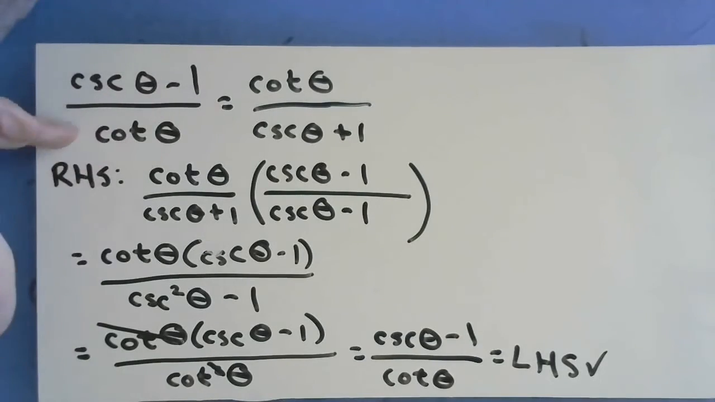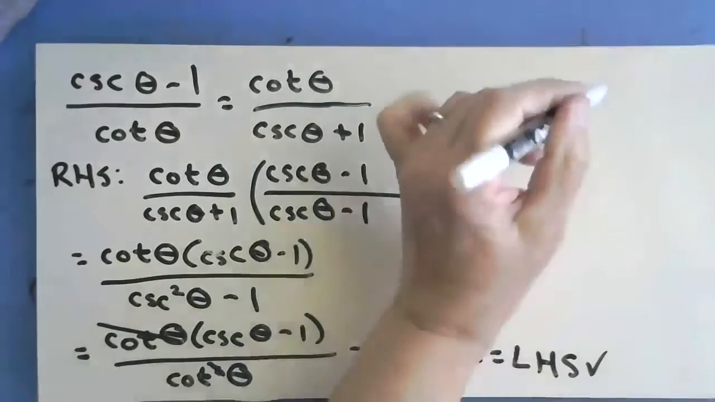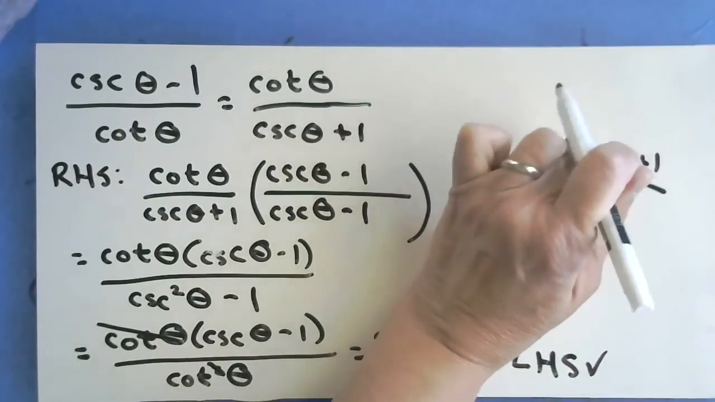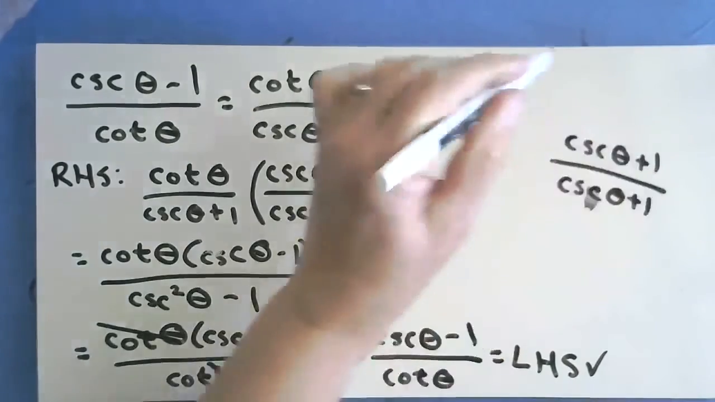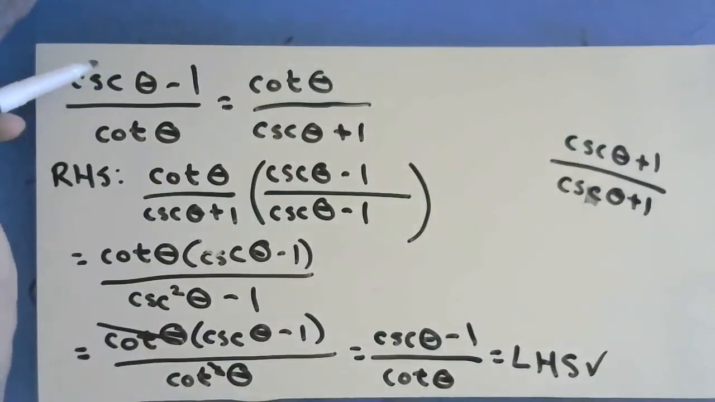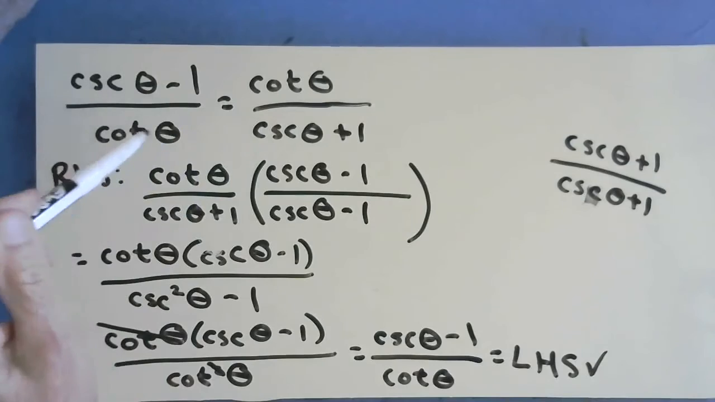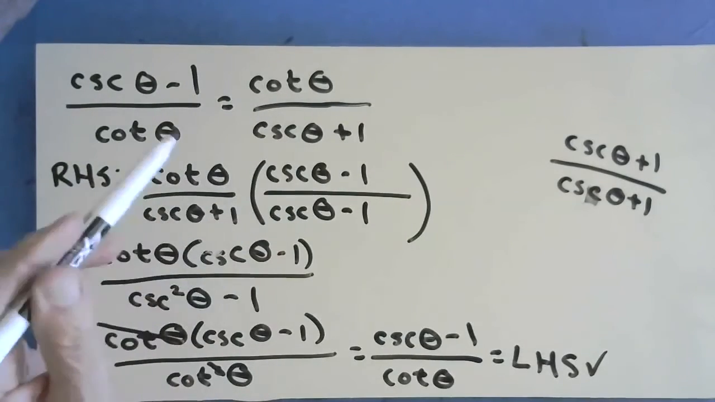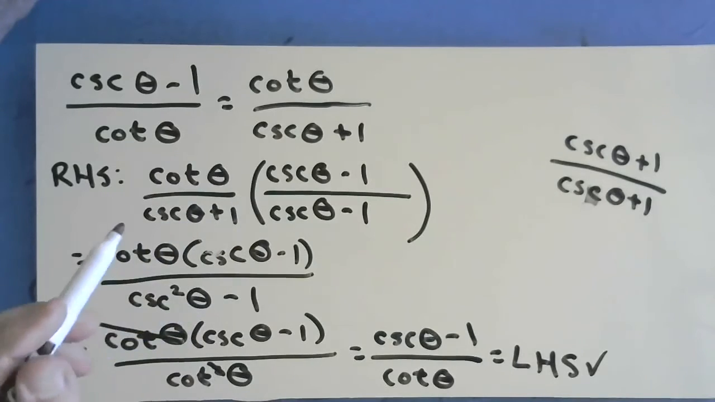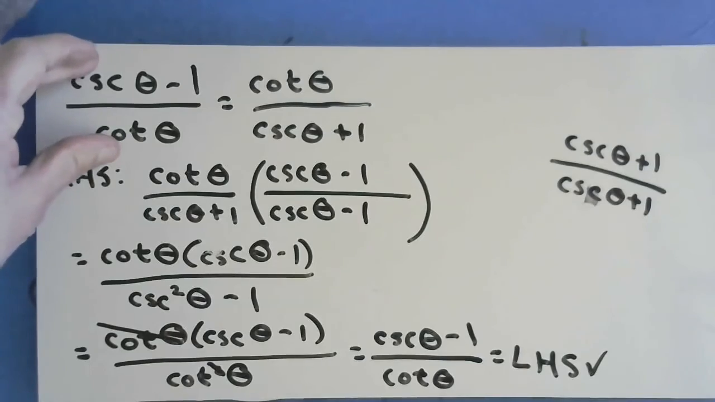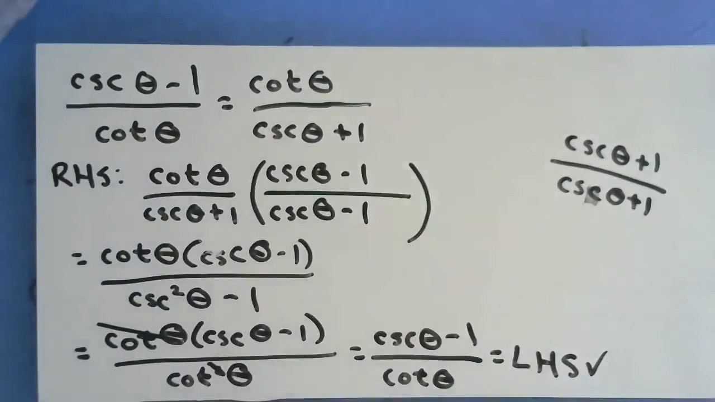You could have done the same thing with this side. You could have multiplied it by 1 in the special form of cosecant theta plus 1 over cosecant theta plus 1. And that's the conjugate of this, which puts the conjugate that you're looking for in the denominator here. If you started with the left side and you were working towards the right, then you would have to work with the Pythagorean identity again. Try it. Start from the left-hand side, use this conjugate, and work your way through and prove that it gets to the right side.